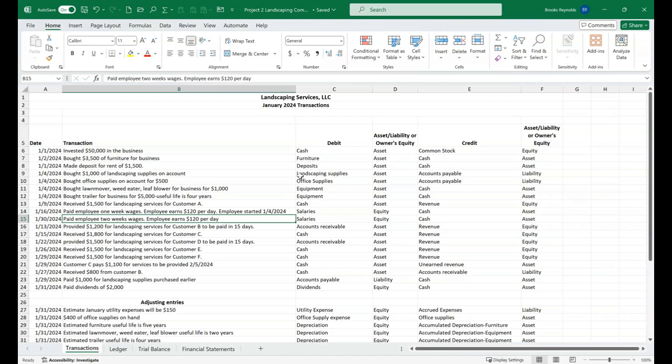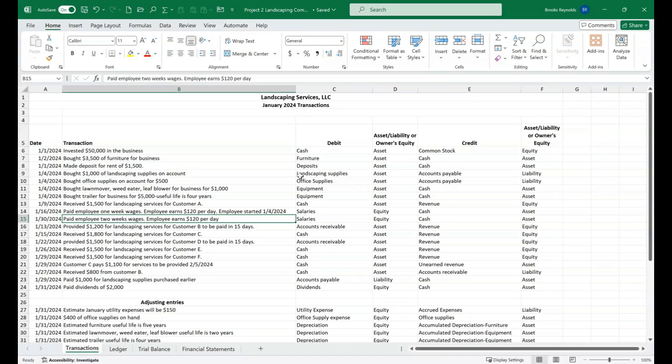As we go through here, we're going to first invest in the business, and then we're going to buy things that we need, like a lawnmower, a weed whacker, a trailer to haul the equipment around in. We're going to buy supplies. We're going to buy fertilizer. We're going to buy office supplies, things that we're going to need. So this is a real life example of what an accountant would go through to prepare the first month's financial statements.